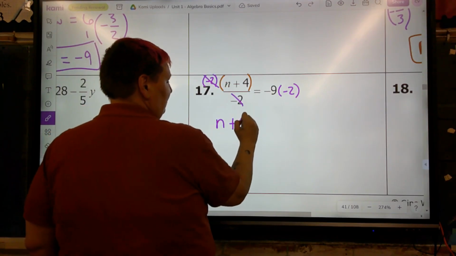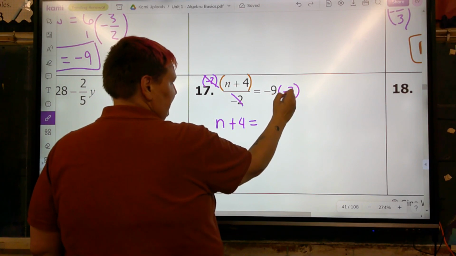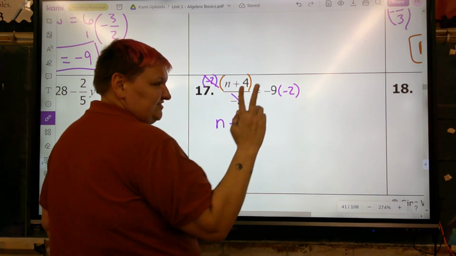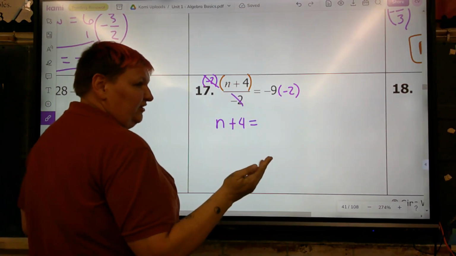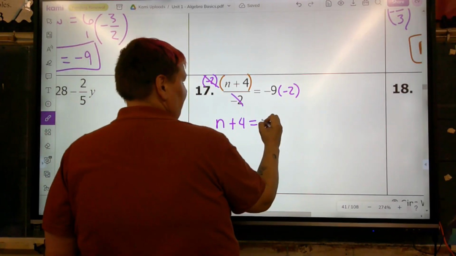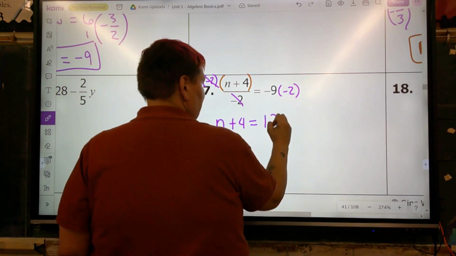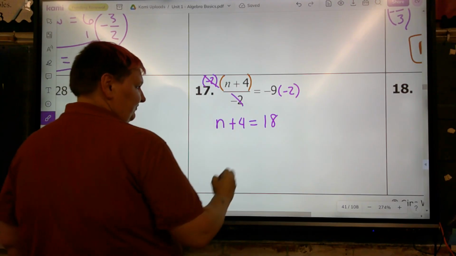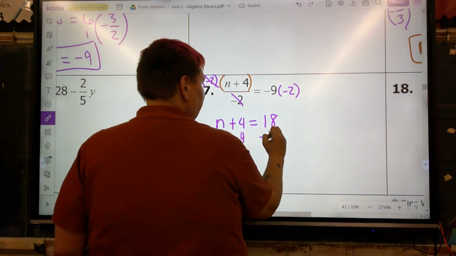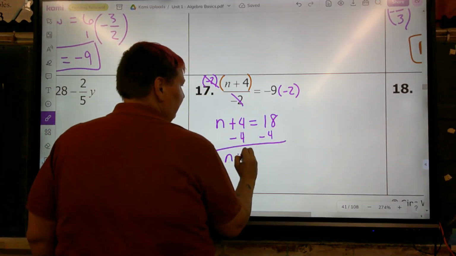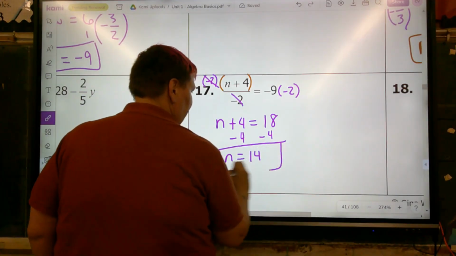N plus 4 equals negative 9 times negative 2. There are 2 negative signs. That's an even number. Your answer is going to be positive. 9 times 2 is 18. One-step equation is what's left. N equals 14.